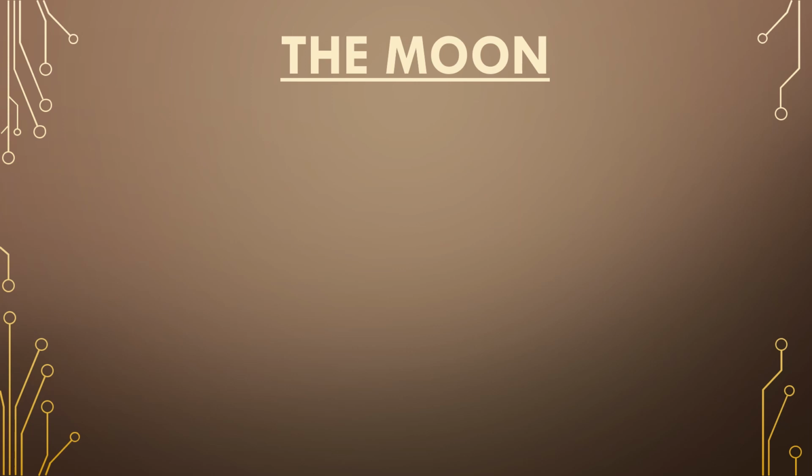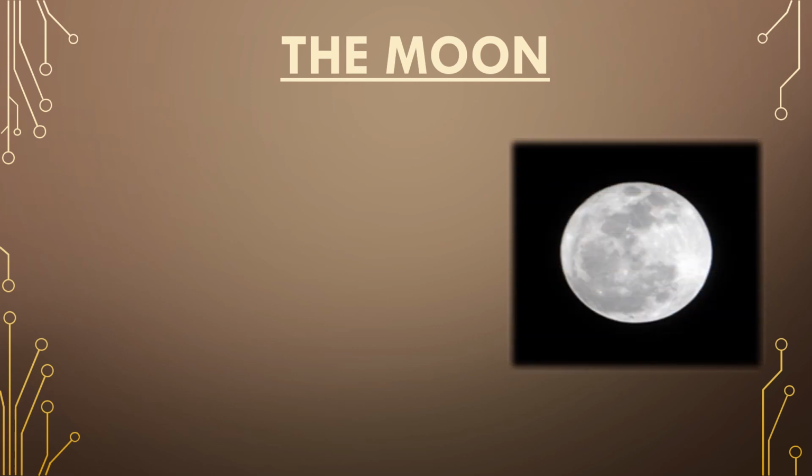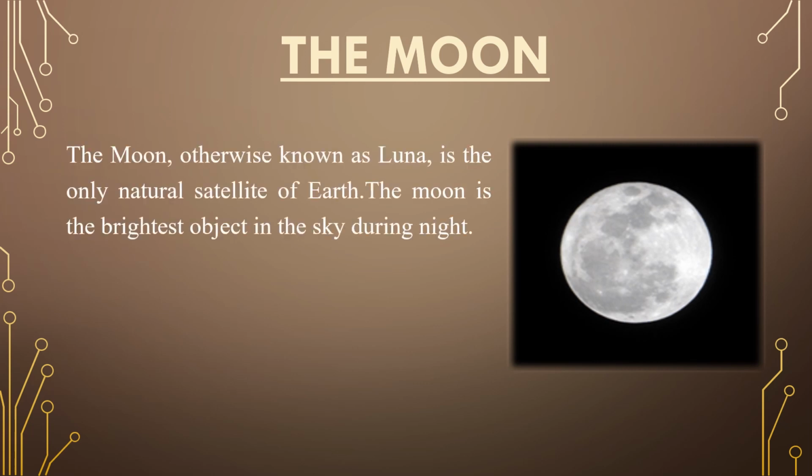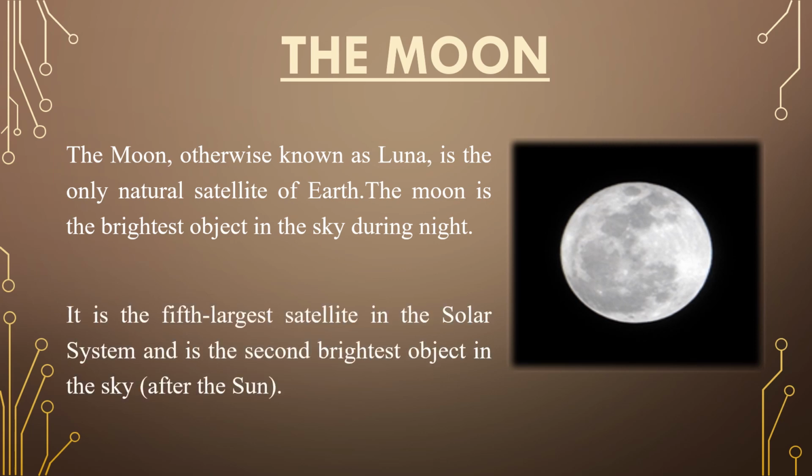First of all, we will discuss something about the moon. Everybody has seen the moon in the sky during night time. The moon, also known as Luna, is the only natural satellite of Earth. The moon is the brightest object which is visible in the sky during night. It is the fifth largest satellite in the solar system and is the second brightest object in the sky after the sun.